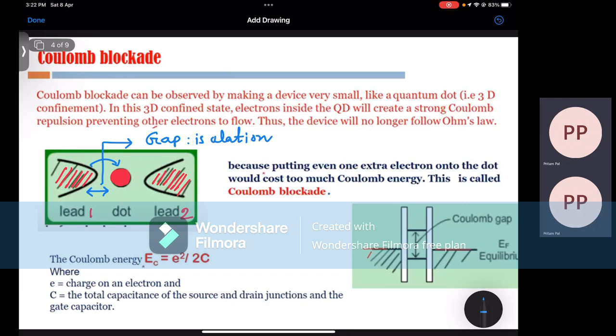So it basically prevents further extra electrons from coming into the place. The dot will cost too much Coulomb energy, because putting even one extra electron onto the dot would cost a lot of Coulomb repulsive energy, basically, right? And this effect is known as Coulomb blockade.